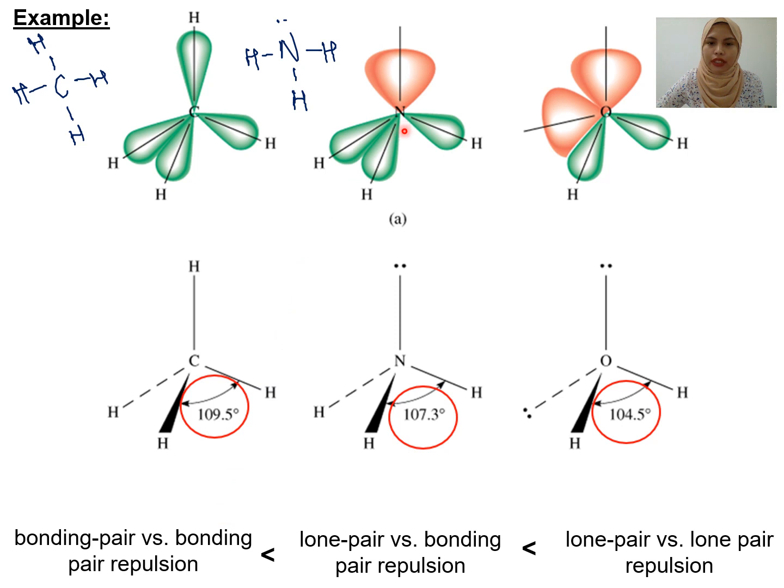So therefore it will not have a tetrahedral shape. It has an almost tetrahedral shape but not tetrahedral. Actually, we call this trigonal pyramidal. Later you will learn more about this, alright, don't worry.